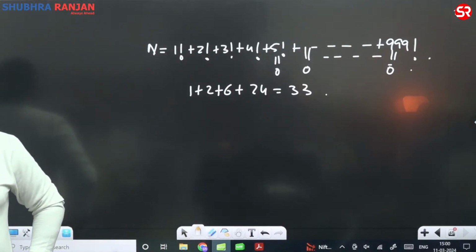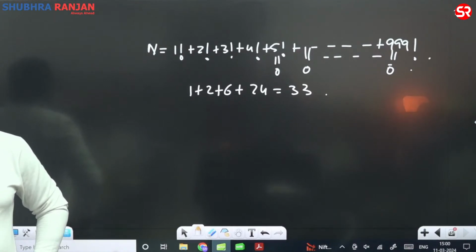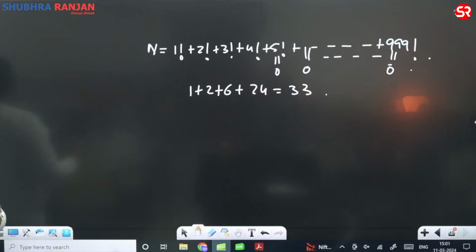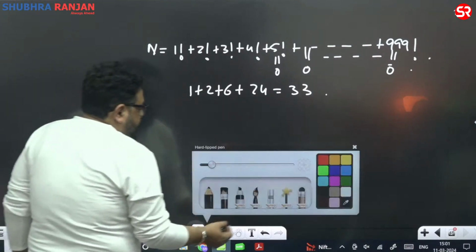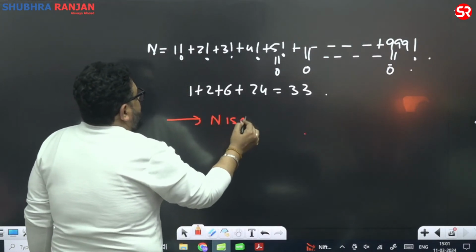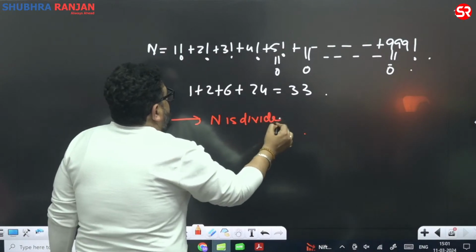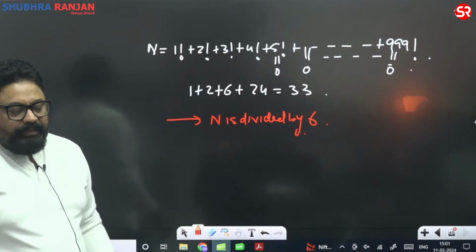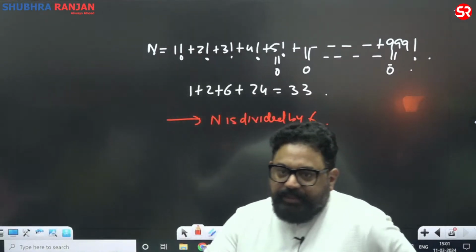Is it okay? Guys, is it okay? So this is what they are asking in your exams. It looks like unsolvable, but it is pretty solvable. Can I ask the same? See, this n is the same. What is the remainder when n is divided by 6? What is the remainder when n is divided by 6?